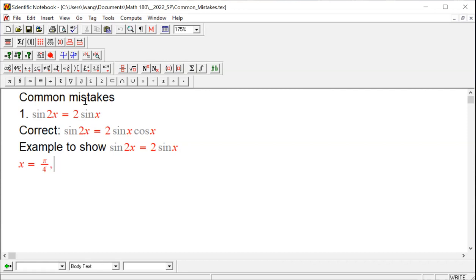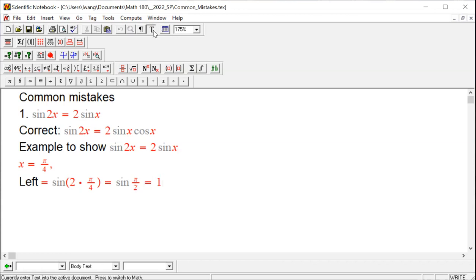The left-hand side is sine of 2x, sine of double x. What does it equal? We replace x by pi over 4, in parentheses because we do the 2 times x first. That leads us to sine of pi over 2, and sine of pi over 2 equals 1.